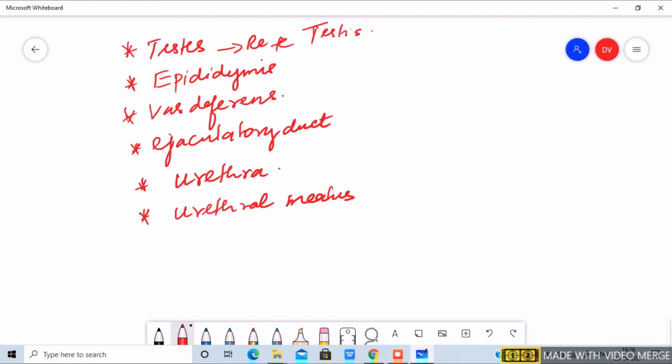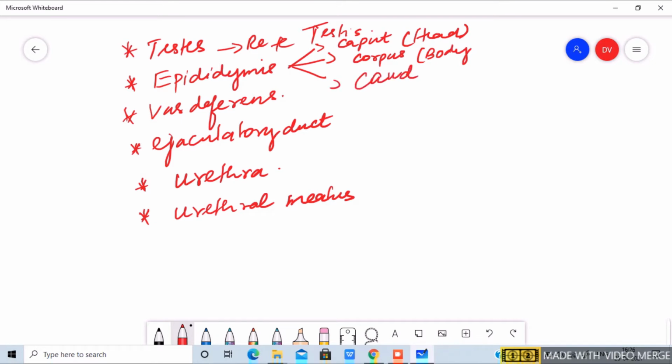So if you take the epididymis, it has three parts. We call it the caput, which is the cap, the head. Then the corpus, which is the body, and then there is this end part, the tail part, which you call the cauda. Cauda means tail or the end part.